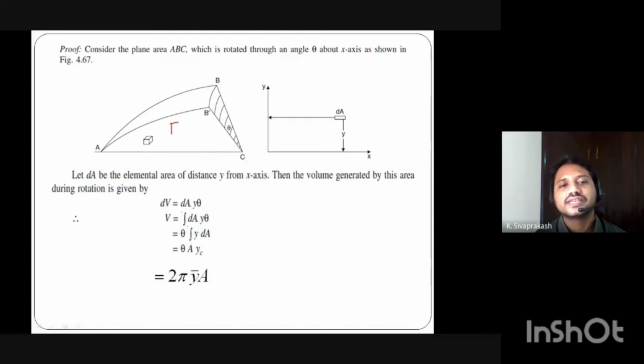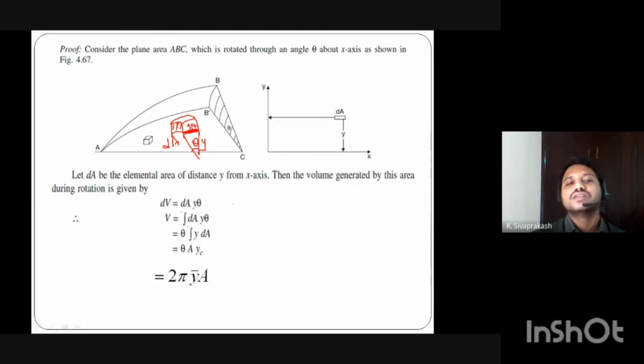If you take an element like that, the front face area is represented with dA, and this is the thickness, three-dimensional. So how do you get the thickness here? The centroid position of this element plate is y from the x-axis, and it is rotated through theta. So what is the distance traveled by the centroid of the element area? The element area centroid travels a distance of y theta. So y theta will be the thickness of the element plate.